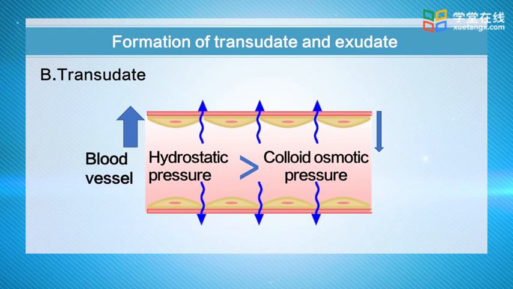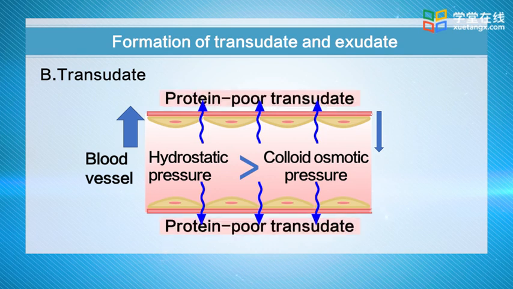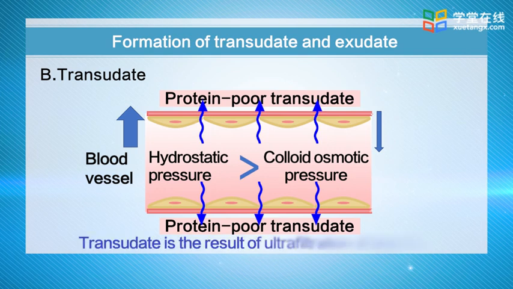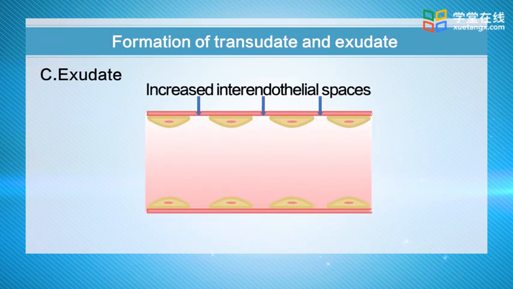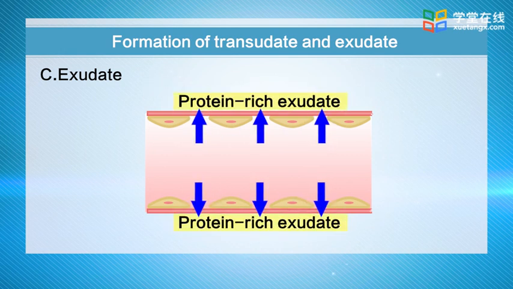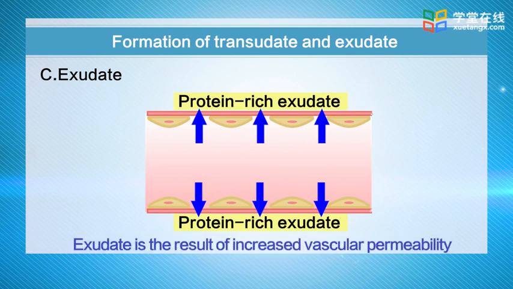This causes the outflow of water through the blood vessel and the formation of protein-poor transudate. In other words, transudate is the result of plasma ultrafiltration. During inflammation, increased interendothelial spaces allow protein-rich fluid to easily leak out into the extravascular tissues through the vessel wall, forming protein-rich exudate. So, exudate is the result of increased vascular permeability. Now, we can easily understand the difference between exudate and transudate.